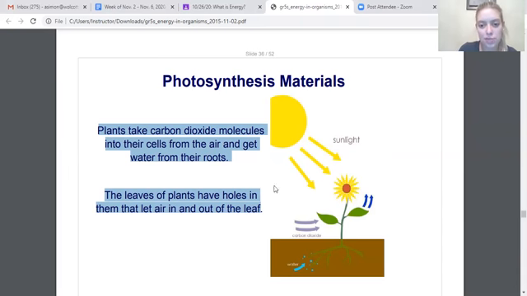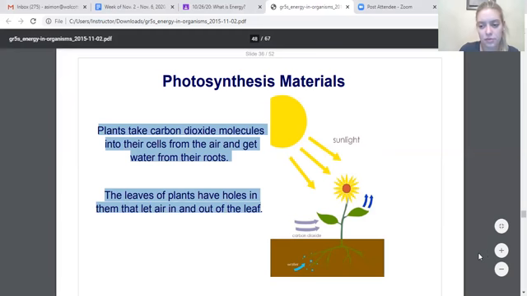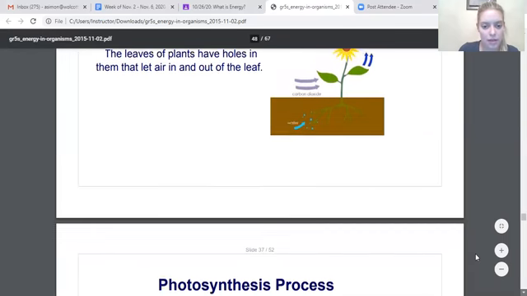Also, please go ahead and draw this picture in your notes. This picture is very important because we see the sunlight coming in. We also see the carbon dioxide from the air and the water from the roots. Remember, in order for photosynthesis to happen, you need sunlight, carbon dioxide, and water. All right, moving on.